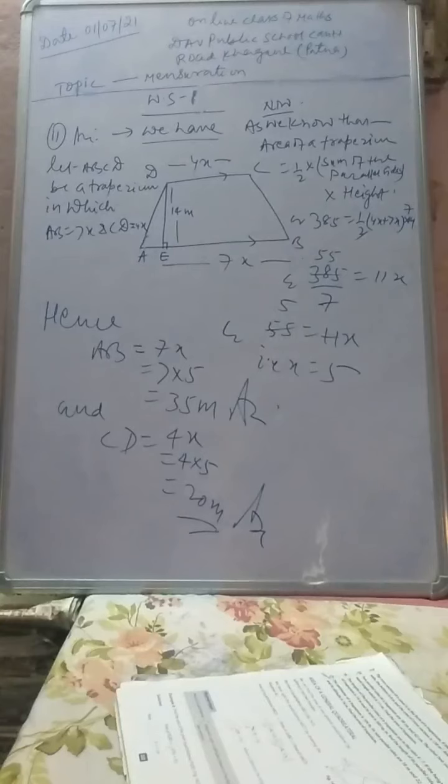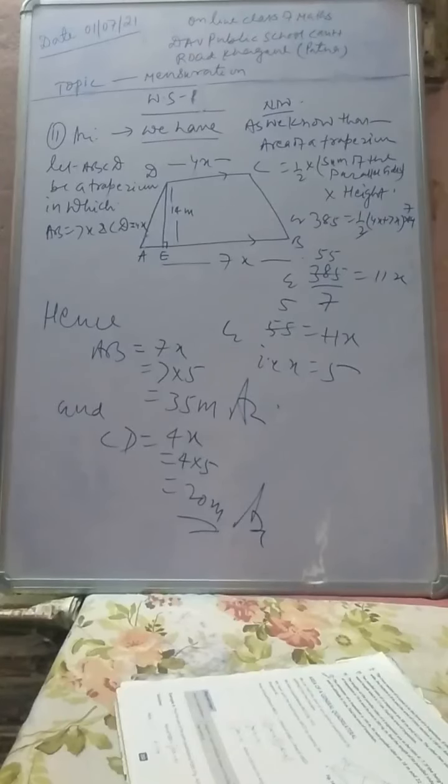Here, the ratio of the length of parallel sides is given as 4:7. So initially, we have assumed that AB is equal to 7x and CD is equal to 4x. जहाँ भी रेशियो की बात होगी वहाँ x फॉर्म में रिप्रेजेंट करेंगे. Hence, according to the figure, we have the same result.